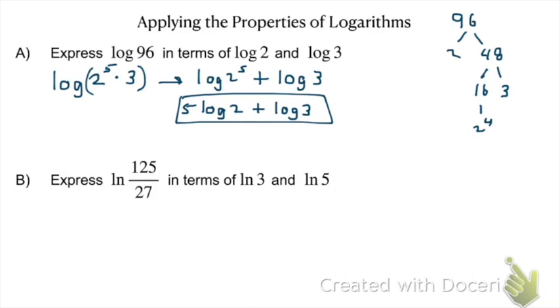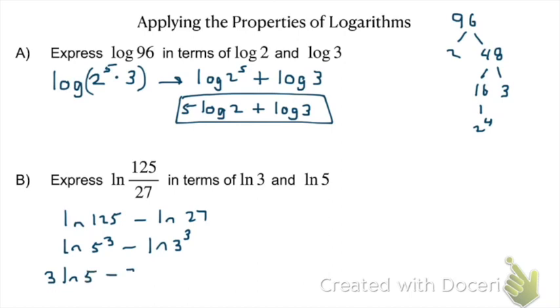Next one, it says express the natural log of 125 over 27 in terms of 3 and 5. First thing, we're doing division. We have ln of 125 minus ln of 27. And then we want these in terms of 3's and 5's. Well, 125 is the same as 5 to the 3rd, and 27 is the same as 3 cubed. Then we can use our power property, bring those exponents out front, and we have 3 ln 5 minus 3 ln 3. And we've expressed these in terms of 3 and 5.